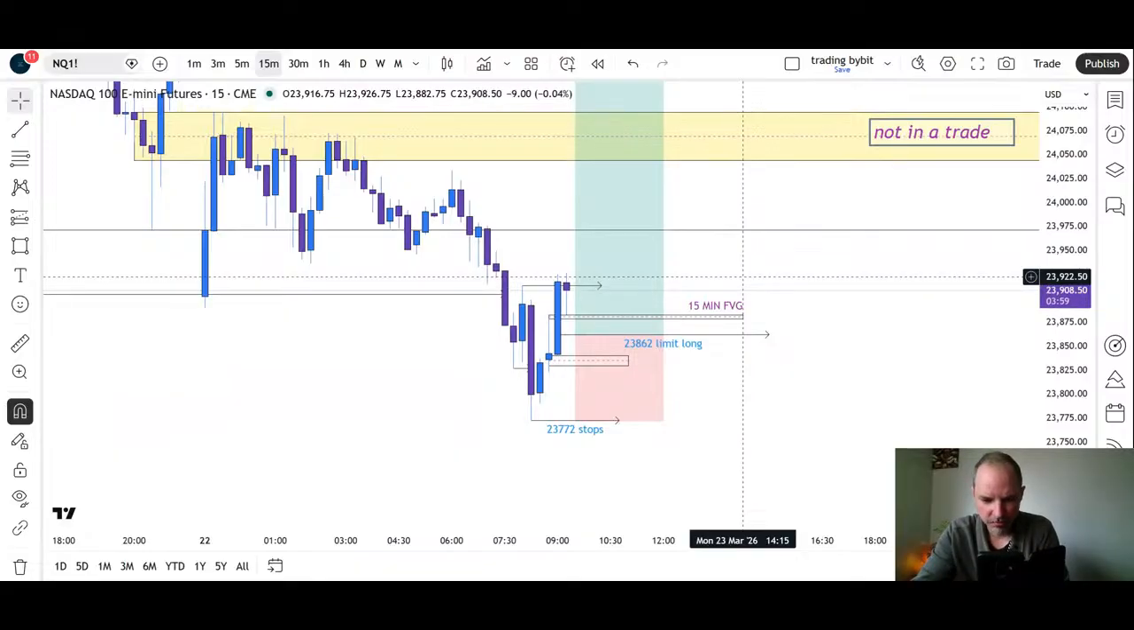Limit orders are in, stops are set, and we have no patience until we get to our limit order. We will see if this trade goes correctly.